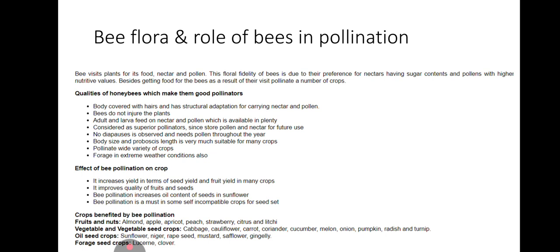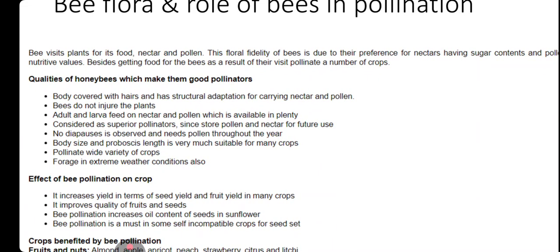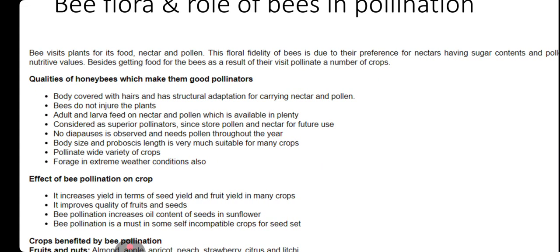Qualities of honeybees which make them good pollinators. The body is covered with hairs and has structural adaptations for carrying nectar and pollen. Bees do not injure the plants. Adults and larvae feed on the nectar and pollen which is available in plenty. They are considered superior pollinators since they store pollen and nectar for future use.